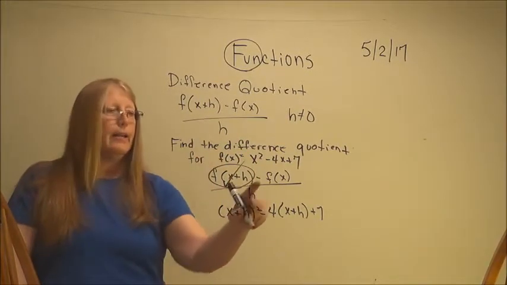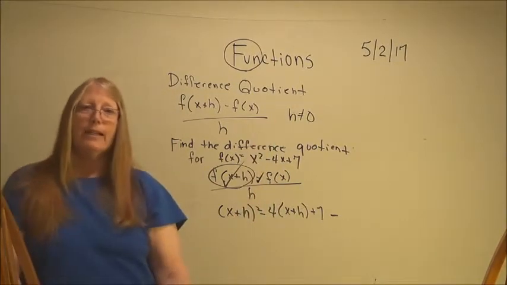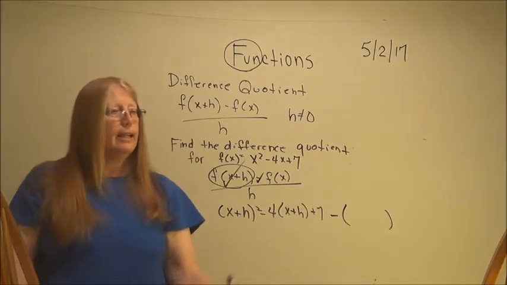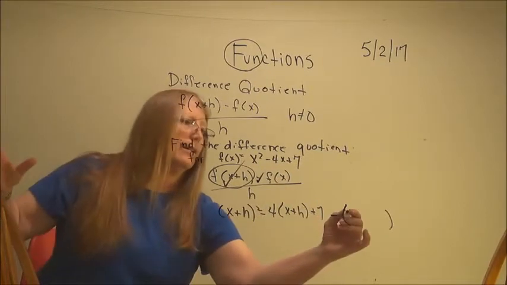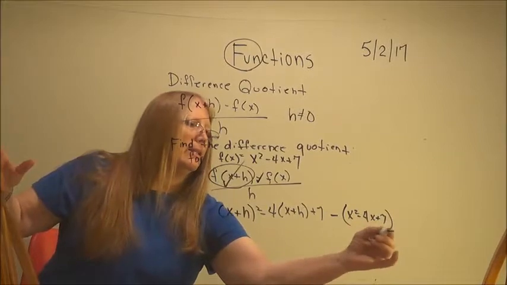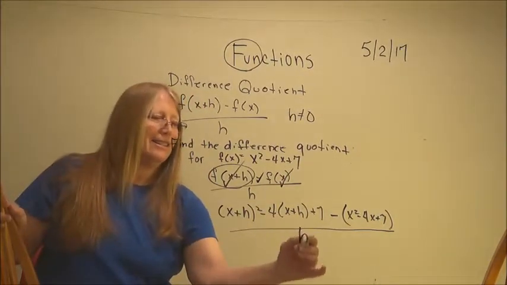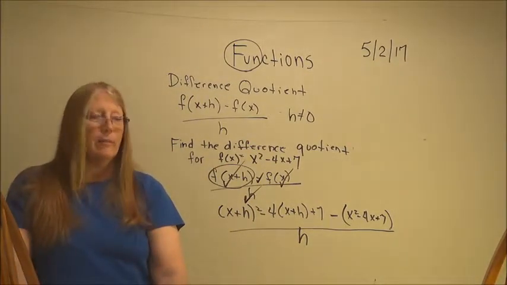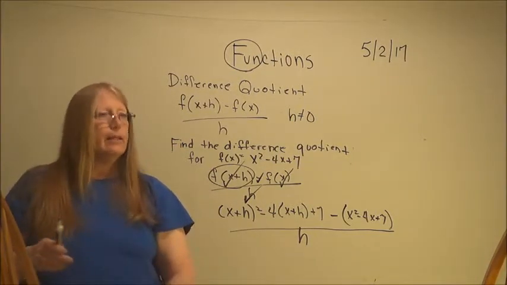Check. Now I hit a minus sign. Check. It will affect everything behind it, so I'm going to give myself a parentheses. And this says f of x. Well, f of x is defined, x squared minus 4x plus 7 divided by, check, divided by h, check. So we did everything that the difference quotient commands us to do. So now I've got to simplify that.